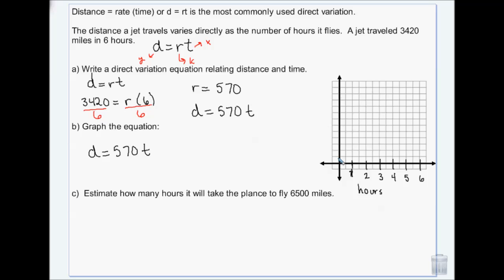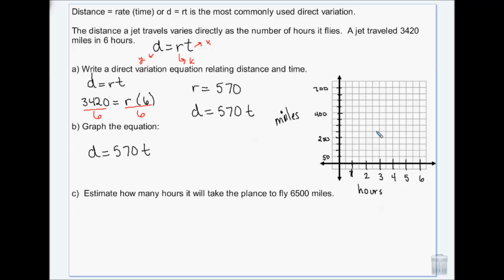Well, obviously, if I did every 2, it wouldn't work, because I need to get up past 570, because this is my miles. So if I do 50, 100, 150, 200, 250, 300, 350, 400, 450, 500, 550, 600. So each one of these is 50.